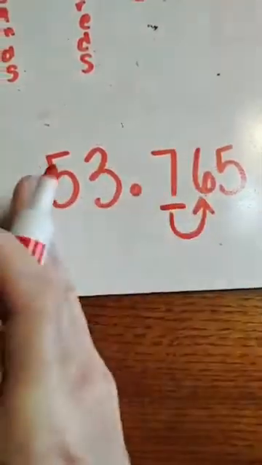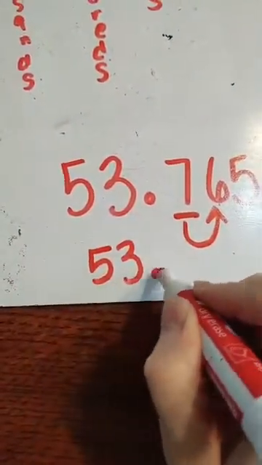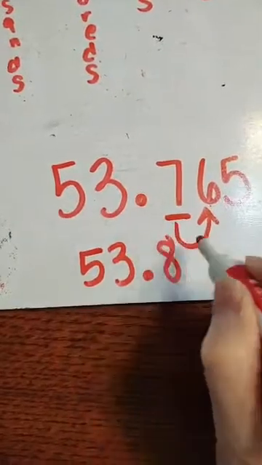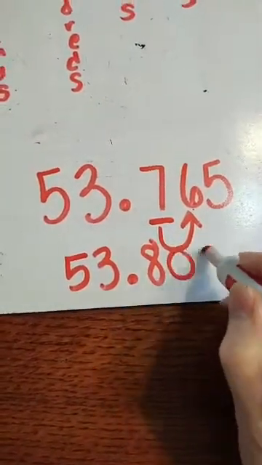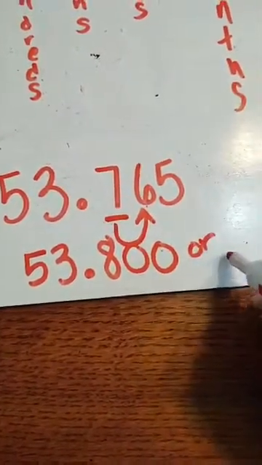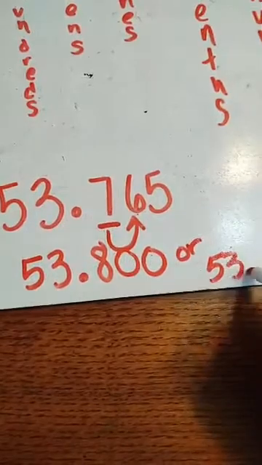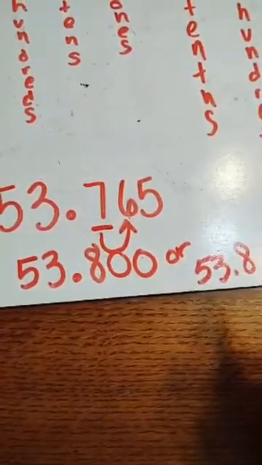What happens to the numbers to the left? They stay. My 7 rounds up. Everything to the right of my underline becomes zeros. And you guessed it, this answer is correct, or this answer is correct. Either one is correct.